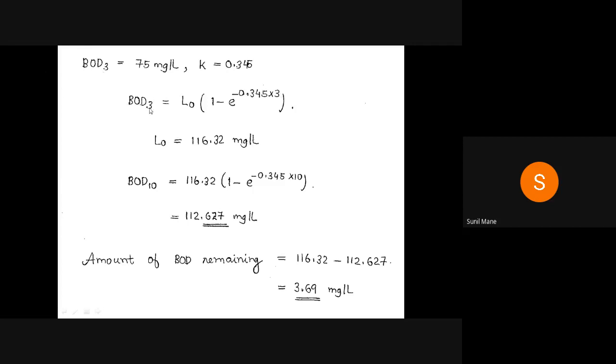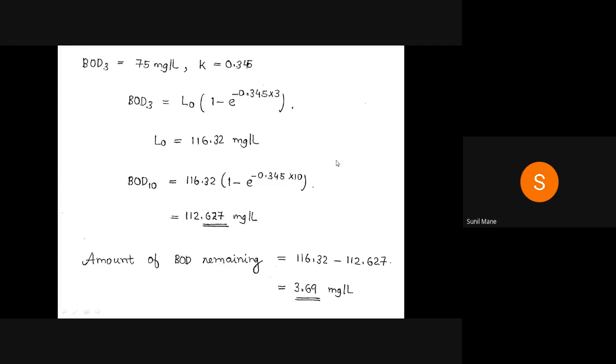So Y3 at 20 degrees Celsius is equal to L0 into 1 minus e raised to minus 0.345 into 3. Here L0 is not known, so we are going to find out L0. With the help of this, the unknown factor L0 we can calculate. The calculation gives 116.32. That means the ultimate BOD, the maximum BOD or initial organic matter present, is 116.32. Got it? So this is the part we have calculated. After getting this, now we have to calculate what would be the condition at day 10, right?